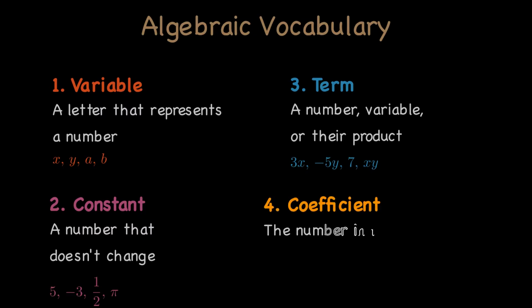Fourth, coefficient. The coefficient is the number in front of a variable. In 3x, the coefficient is 3. It tells us how many x's we have. Let's pause for a moment. Can you remember these four terms? Variable, constant, term, and coefficient. If you have any questions, feel free to ask using your microphone. These are the building blocks of algebra.